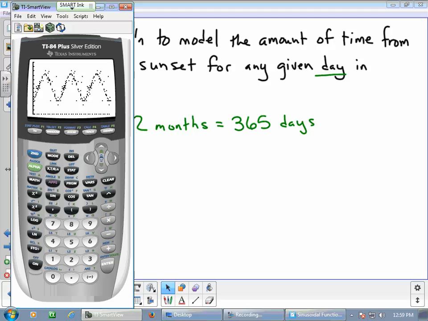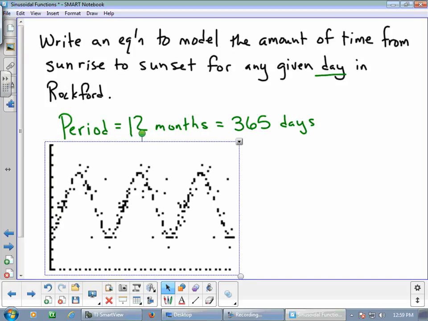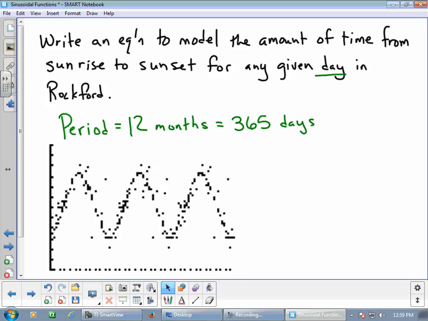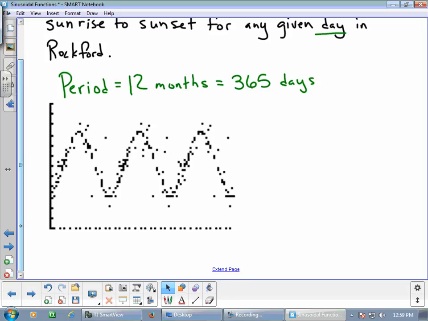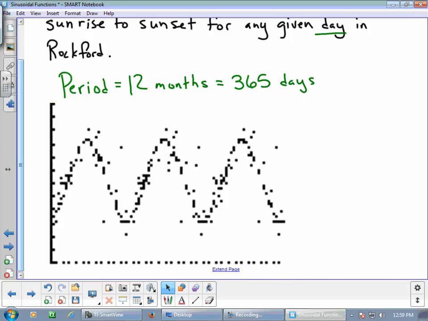Okay. Now, some students were not so good at calculating the amount of time. Some students were not so good at calculating what day of the year they were working on. But for the most part, most of these points are right on. Now, does that look cyclical? Yes, it does. It should. Right? It should look like a sine function.